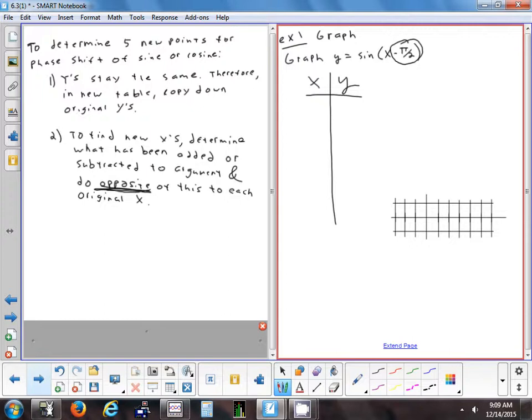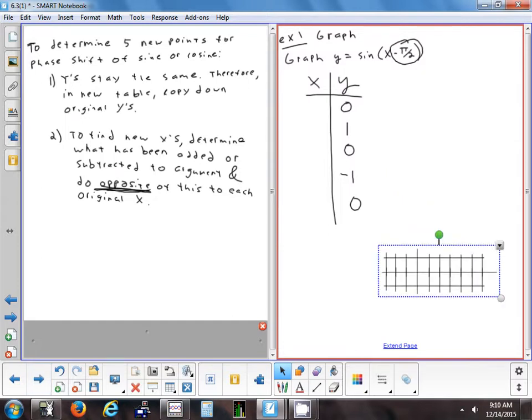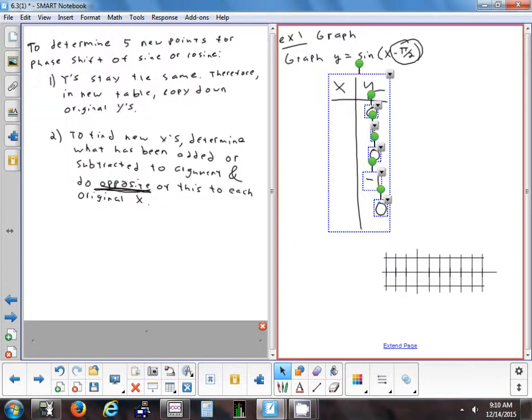Okay. Right, so phase shift. John, we just said we're moving left and right. So which values are not affected? The y's. Okay, so I'm going to go back in my sine table, and I'm going to copy down my y's. Okay, somebody remind me, what are my y values for sine? 0, 1, 0, negative 1, 0. Okay, any question on that?